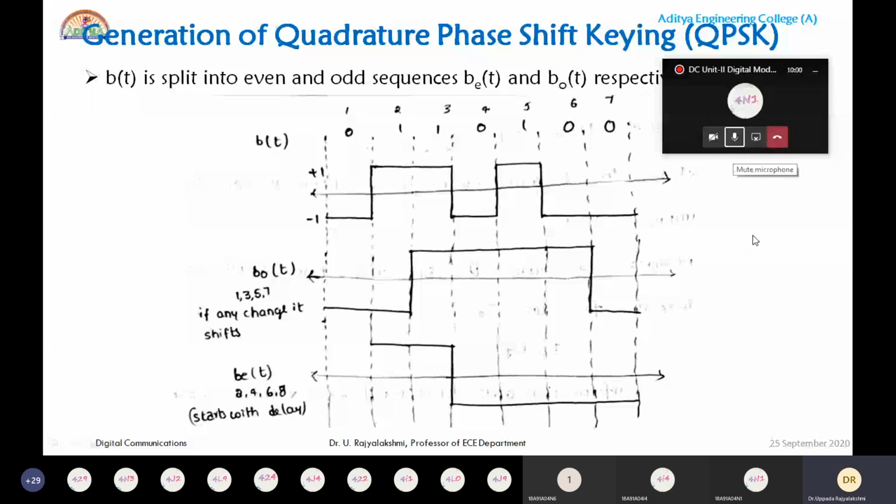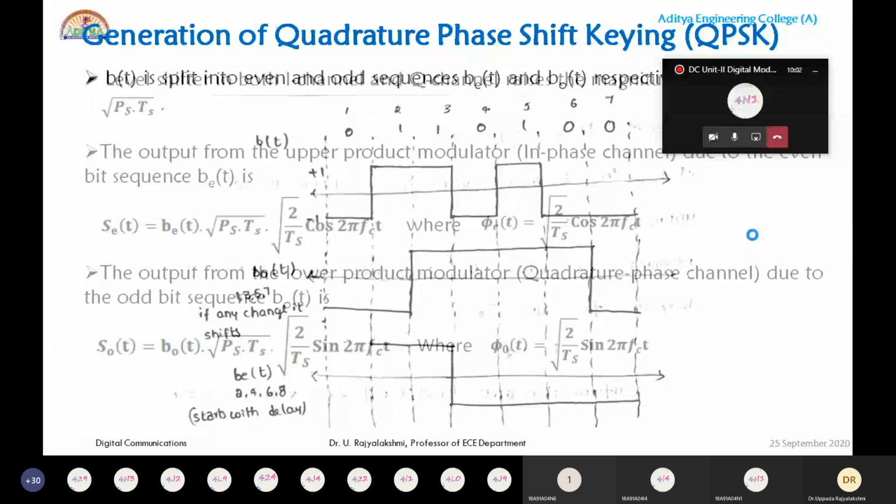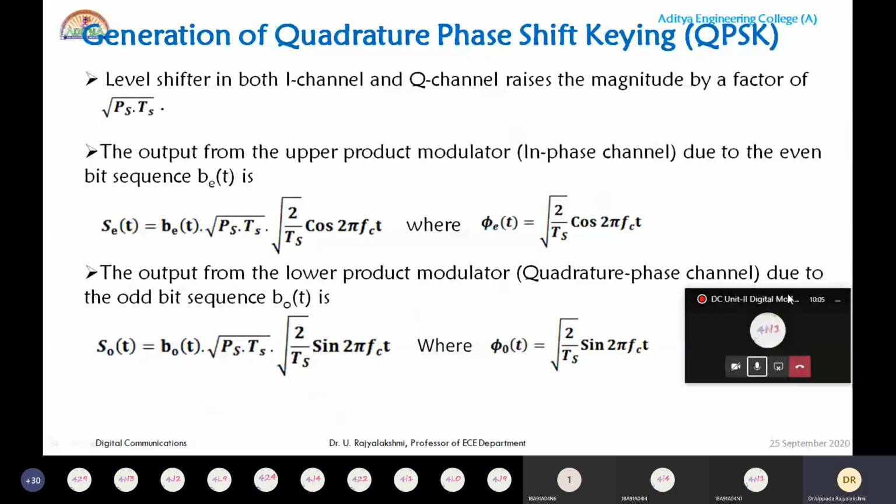Okay, let us go to the next slide. See here you can observe a level shifter due to both I channel and Q channel. It is raised by magnitude of root(Ps Ts). So S_c(t) will be b(t) into the product of all the factors gives you your S_c(t). And similarly, please observe S_o(t). So S_o(t) is a product of b_o(t) root(Ps Ts) root(2/Ts) sin 2 pi fc t, where phi_o(t) is the quadrature carrier and phi(t) is the in phase carrier.